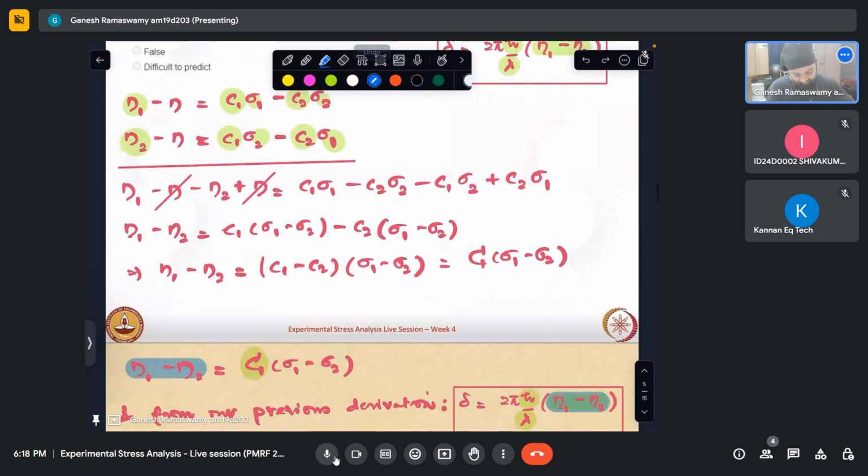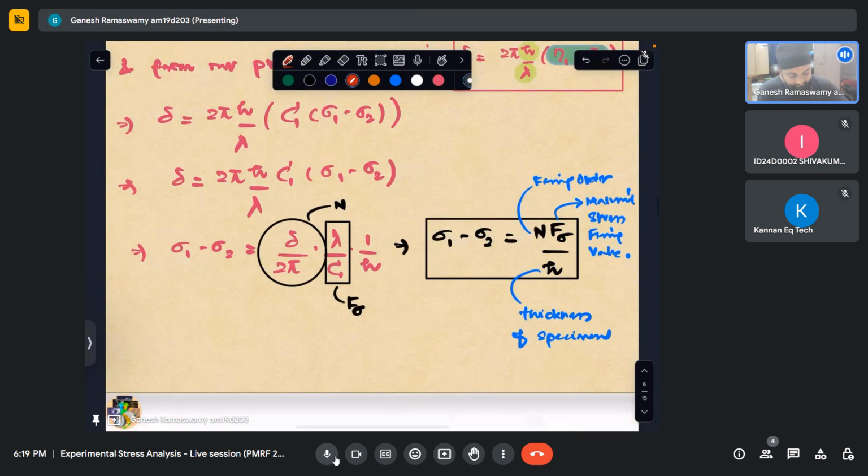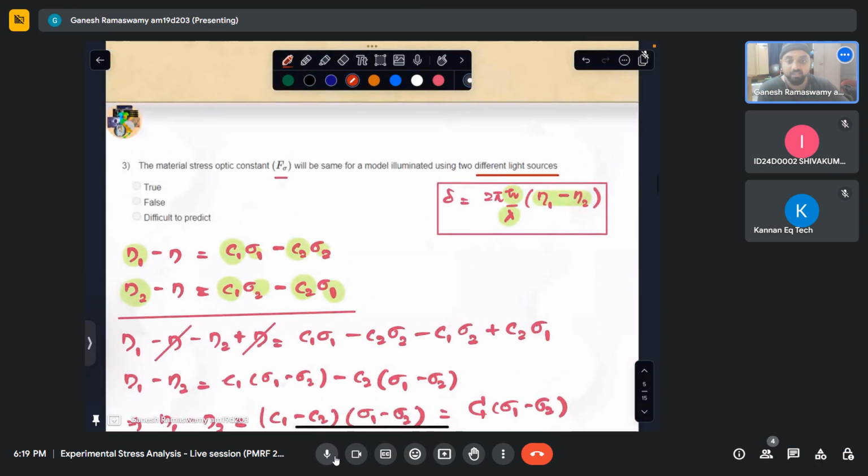So let us look at the question. The material stress optic constant F sigma will be same for the model illuminated with two different light sources. When we say two different light sources, it will have two different wavelengths. If it has two different wavelengths, then F sigma cannot be the same. So F sigma is for a particular wavelength.